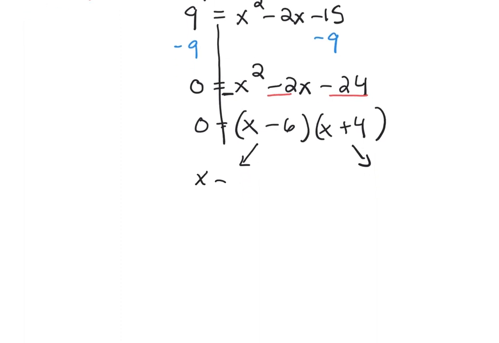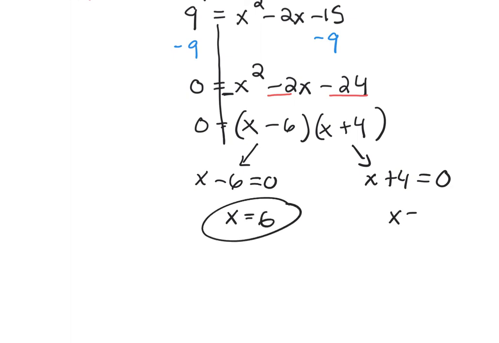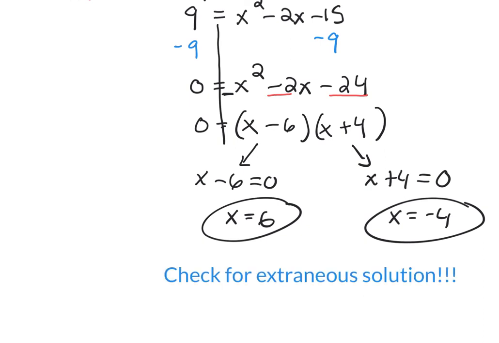So x minus 6 equals 0, or x plus 4 equals 0. So x equals 6, boom. X equals negative 4, boom. Now, in logarithms, when we're solving for x, we have to check for extraneous solutions.